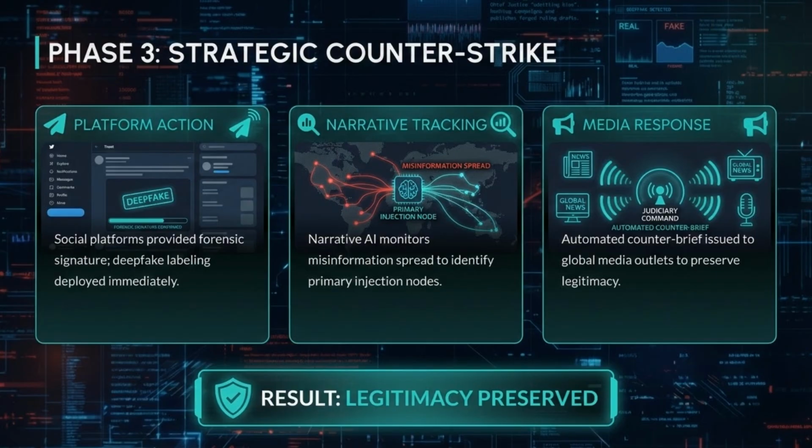and trace its origin. The strategic counterstrike involved platform action for deepfake labeling, narrative AI tracking to identify primary injection nodes, and an automated counterbrief issued to global media outlets. The result was that legitimacy was preserved.